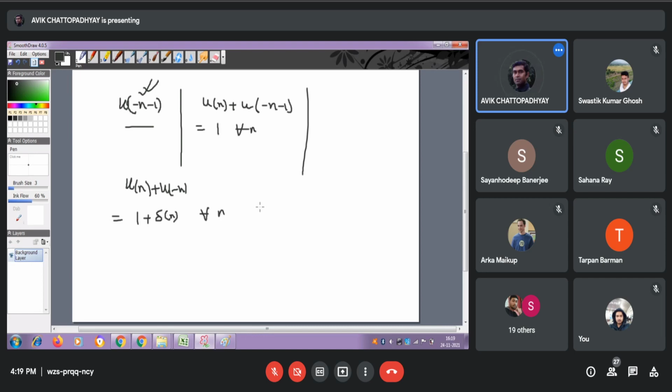Is it okay? This delta n exists only for n equals 0. So it will show its existence for n equals 0. That means only for n equals 0, you will get a 2. Because for other values of n, delta n would not exist, and then you will only get 1. So it's a very nice way to represent this. u of n plus u of minus n is 1 plus delta n.